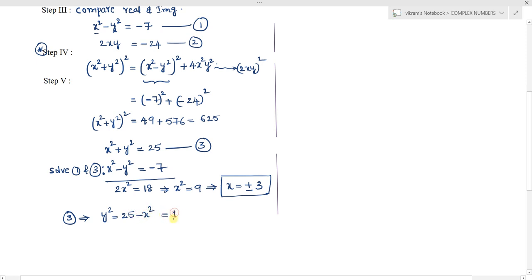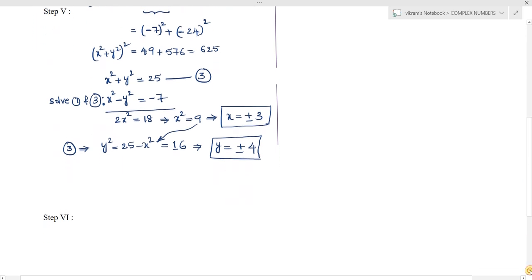That means we are getting over here x squared as 3. Just simply substitute the x squared over here, then we will get y squared as 16. That implies, finally, y equals plus or minus 4. Here we obtained x as plus or minus 3 and y as plus or minus 4. But what is x and what is y?